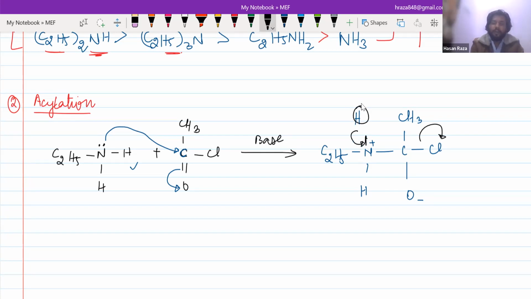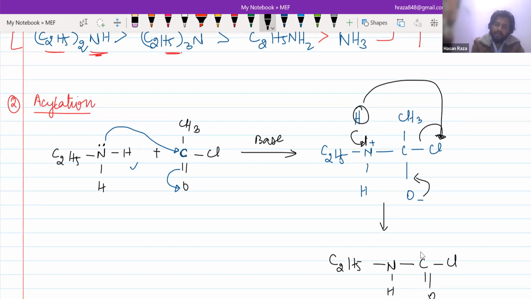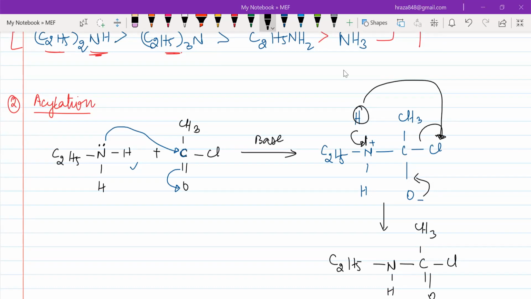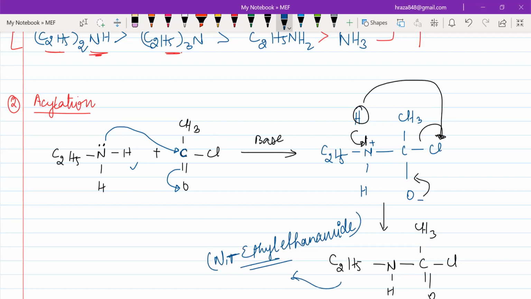So there will be deficiency of electron on hydrogen. So it will combine with chlorine and this will give again electron to this. And what you will get is C2H5, and now you got NH and then C double bond O and then CH3. So this is your basically amide. This is your amide in which the name is very easy. N-ethyl ethanamide. This is your product.